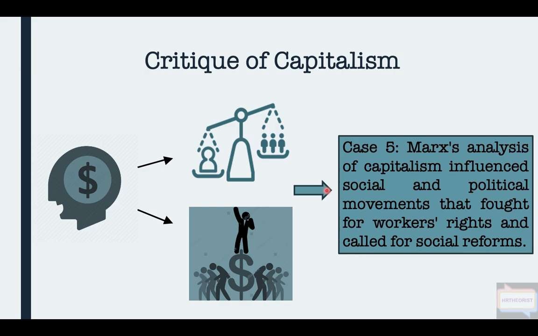Marx's analysis of capitalism helps shape social and political movements advocating for workers' rights and social reforms. Marx's ideas about how capitalism works influenced movements that wanted to improve the rights of workers and make society fairer. So these movements fought for things like better wages, safe working conditions, and changes in the way businesses and governments treat workers. They believed that by addressing the inequalities and injustice of capitalism, they could create a better and more equal society for everyone.